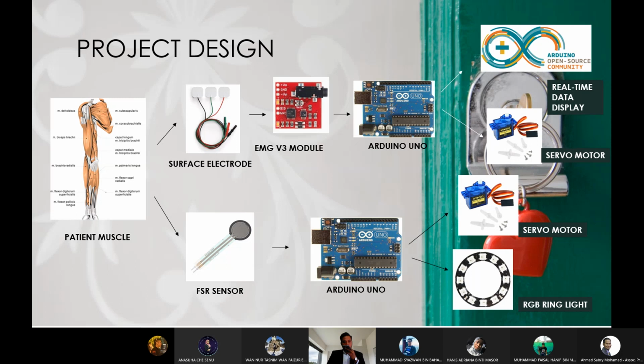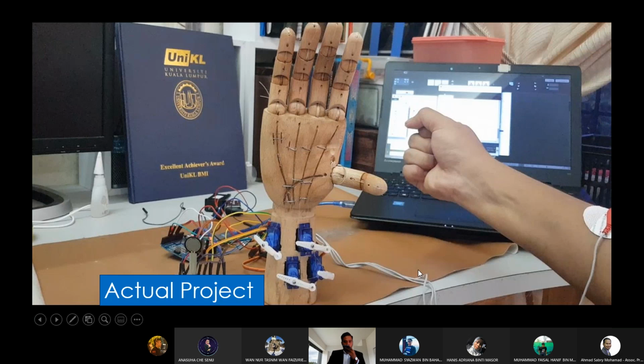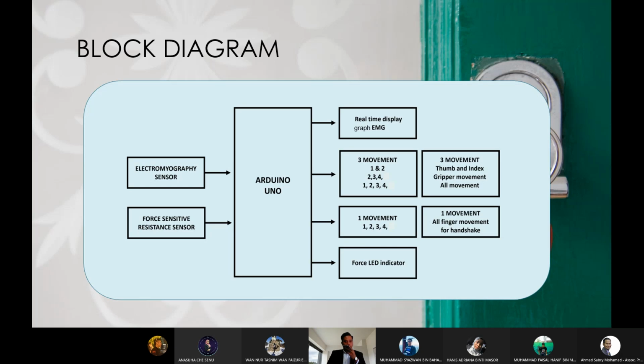First, the patient's muscle, and above it is the surface electrode, EMG V3 module, data display, and also servo motor. The second one is for the force sensitive resistance, and the interface will be Arduino also, and the output is also servo motor and RGB ring light. This is the actual project. The block diagram.